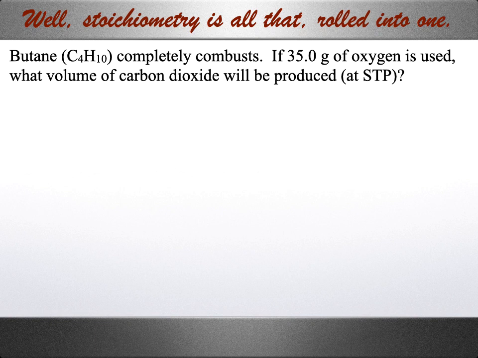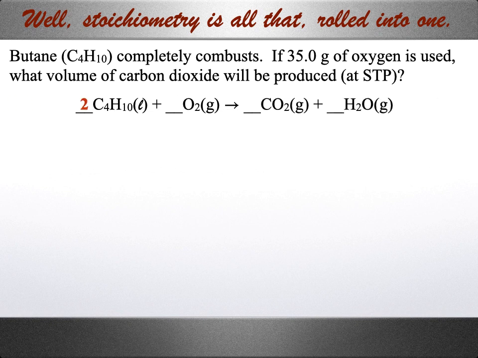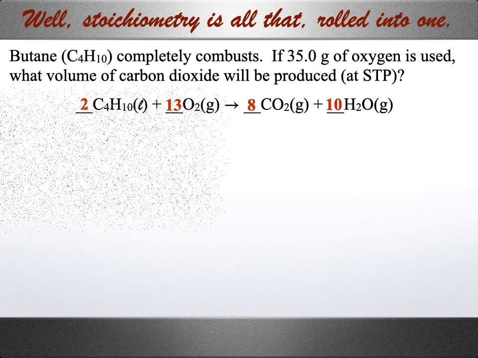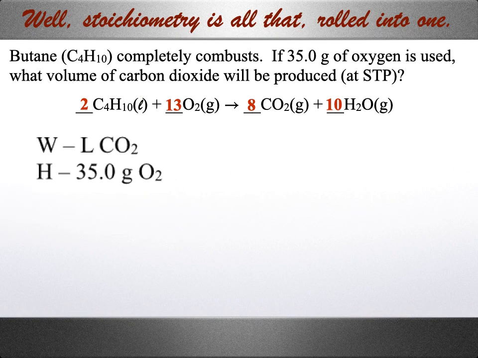I'm going to give you an example of a stoichiometric problem. Butane, which is C4H10, completely combusts. If 35 grams of oxygen is used, what volume of carbon dioxide will be produced at STP? So there's a lot of information there. The first thing we always need in stoichiometry is a complete, balanced equation. The reason we want that balanced is because that's going to help us to be able to convert from one to another species. So in this one, we have 35.0 grams of oxygen. It's in the second sentence.